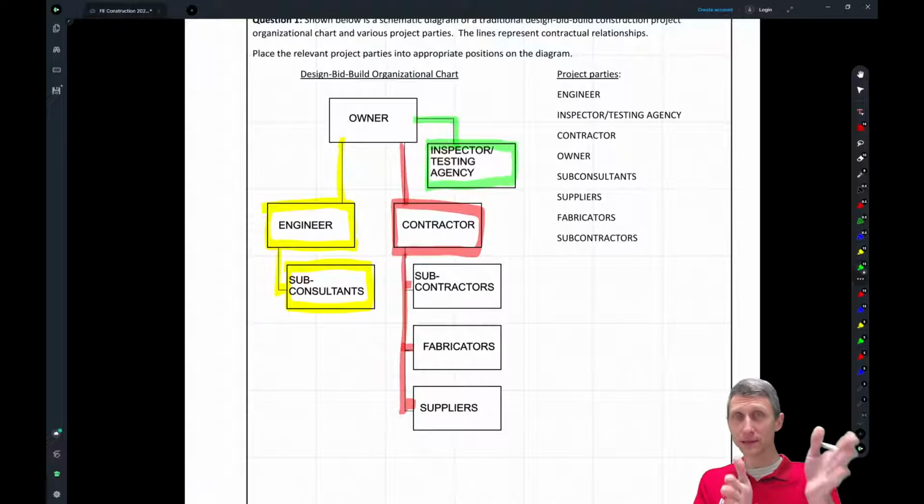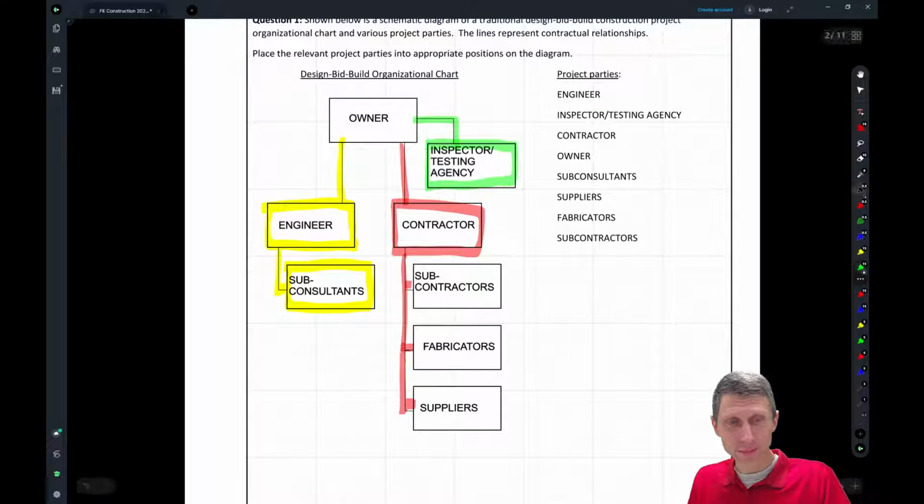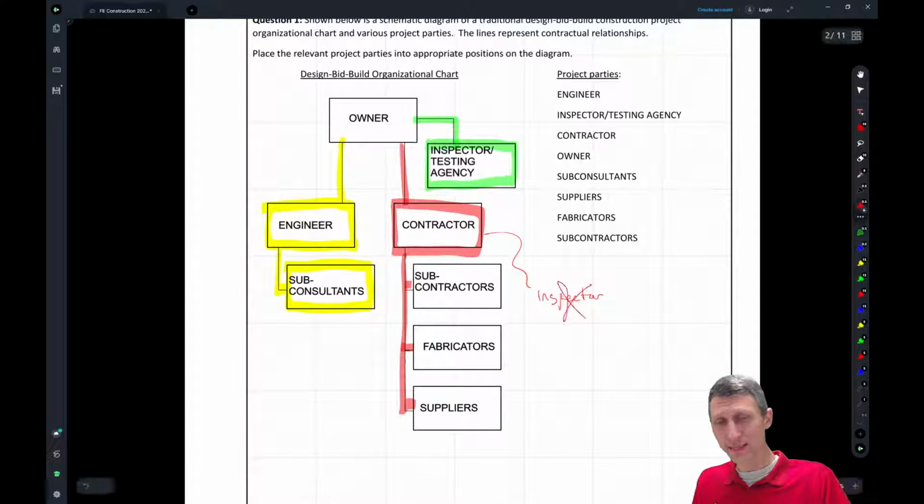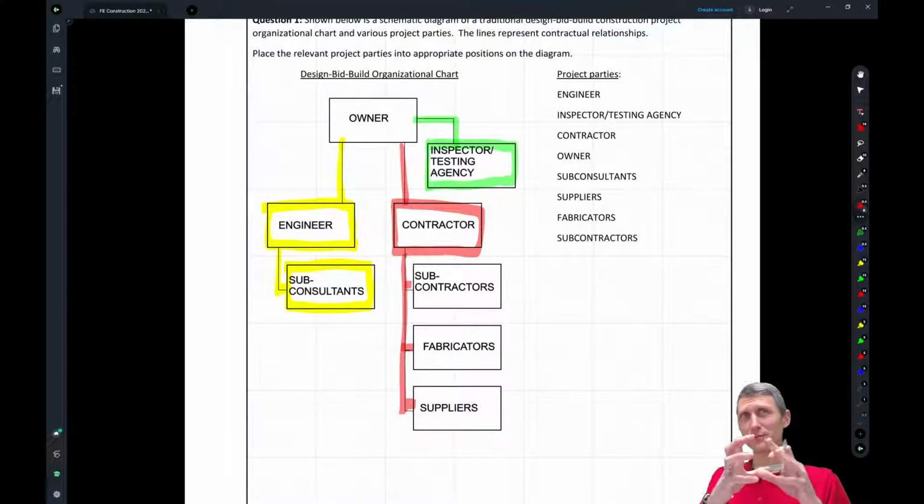If the owner has the contract directly with the inspector or the testing agency, we know that there's not really going to be a conflict, right? But let's say, for example, you put the inspector under the contractor. Well, that's a conflict of interest because now the contractor holds the payment for the inspector. So we don't want that scenario. There have been cases where I, as an engineer, have subcontracted some of the testing inspection agency because they have our best interest in mind as well. There's less of a conflict there. Sometimes the owner will want to do that.